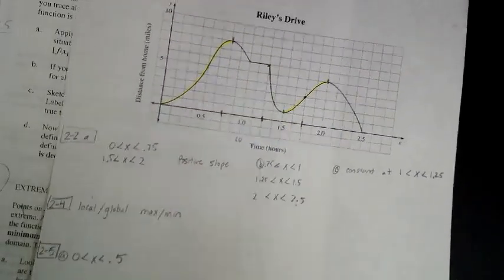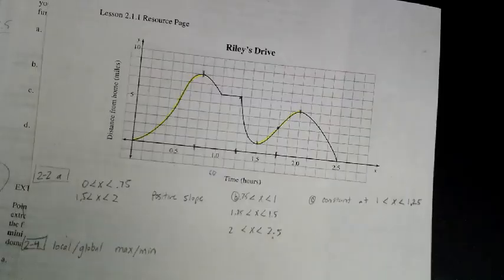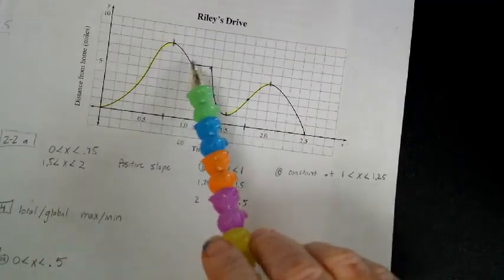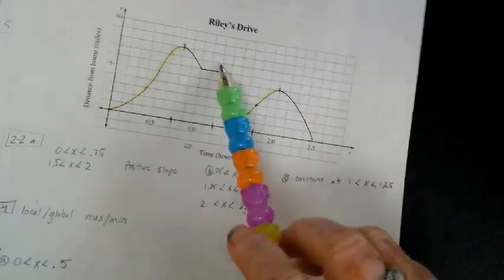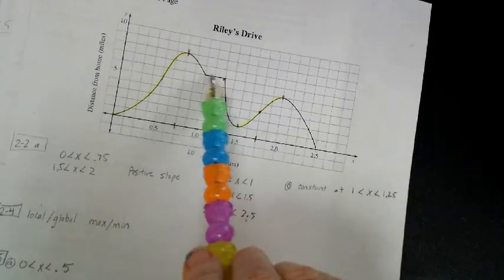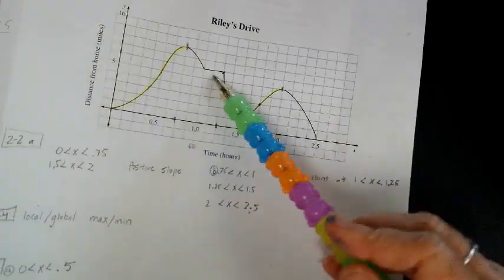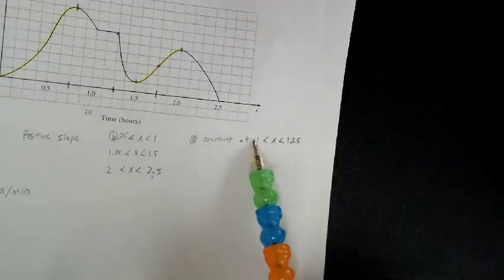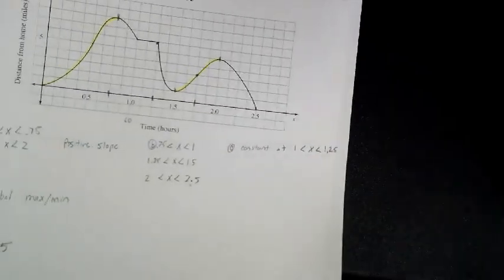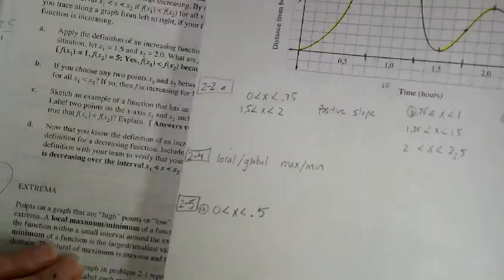is the distance from home ever constant? Well, that is right here where it's a horizontal line. And so if I wanted to write that in, I keep saying interval notation, if I want to denote that interval using inequalities, I could say x is in between 1 and 1.25. Okay, so to make this a little shorter, we're just going to skip on down here to extrema.